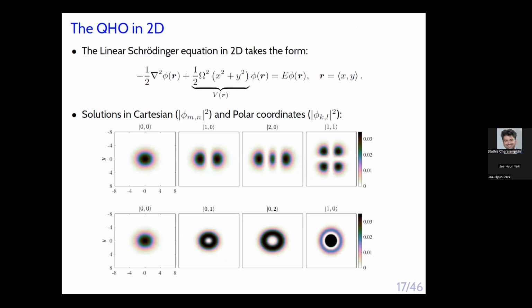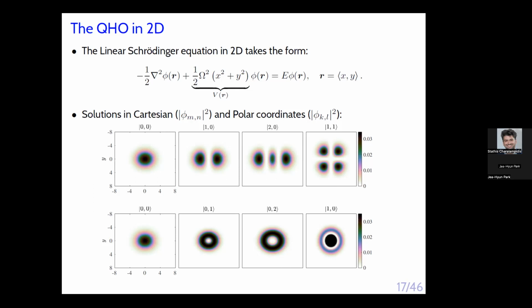The ground state, the 0, 0. You have two quantum numbers, M and N, essentially in Cartesian coordinates, dealing with the number of zeros along the x and y directions respectively. The first excited state is the 1, 0. The second excited state is the 2, 0 state, or the 1, 1. In that sense, it is a degenerate state.